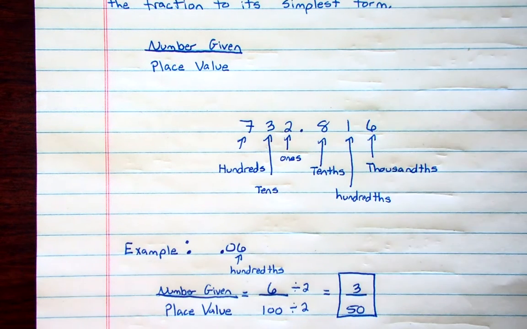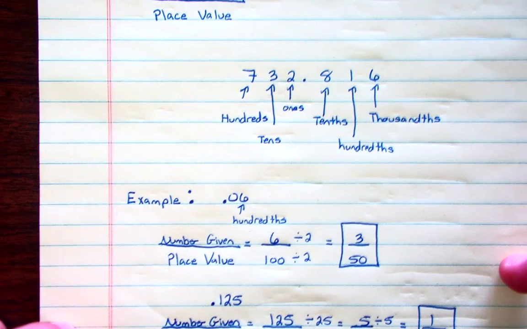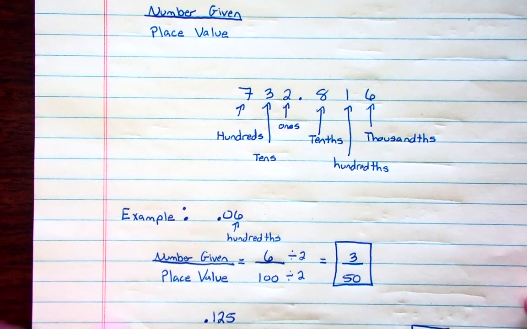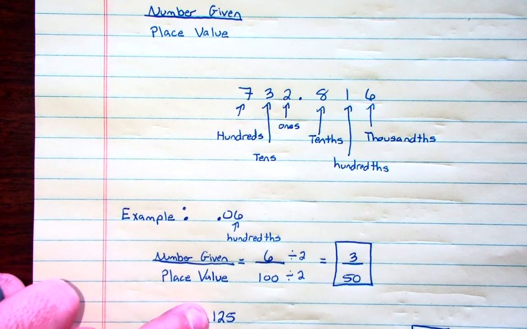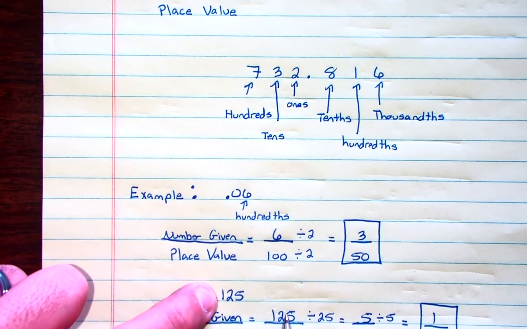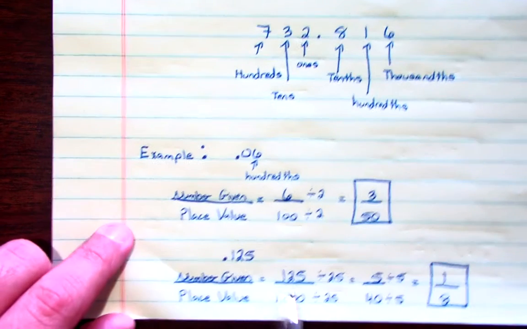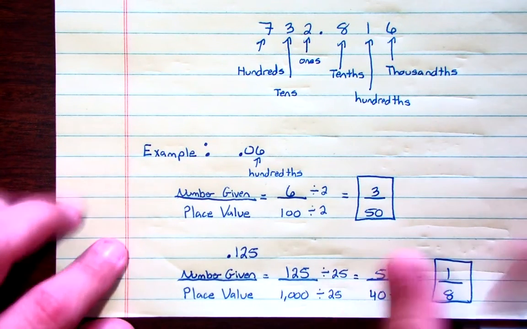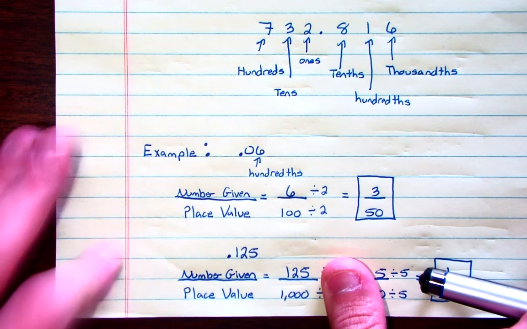Alright, let's do a couple more examples. So same thing, cover up your decimal. What number are you given? You're given 125, so that's your numerator. The place value of the last number. So this 5 is my last number. That's in the thousandths place. So notice how I got 125 over 1,000.